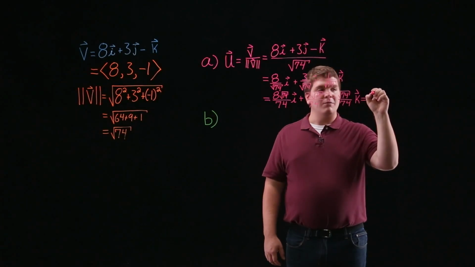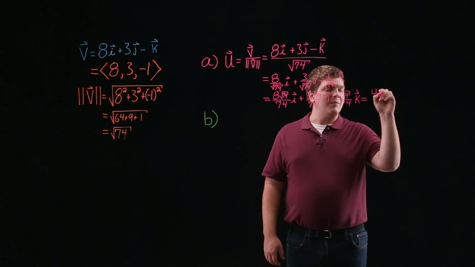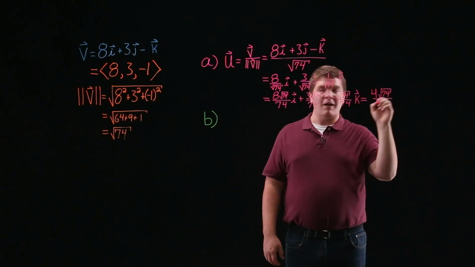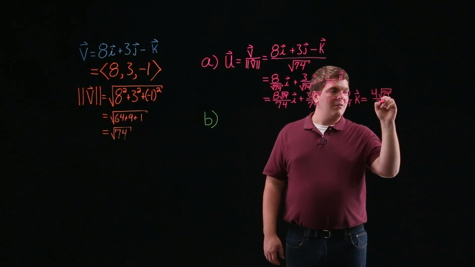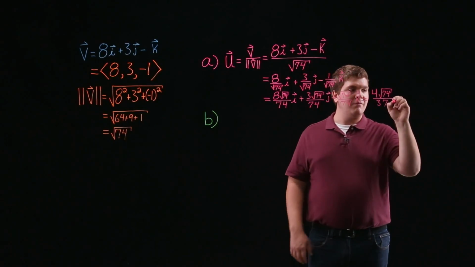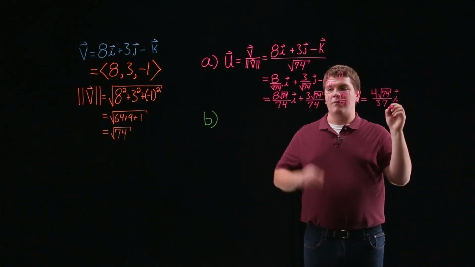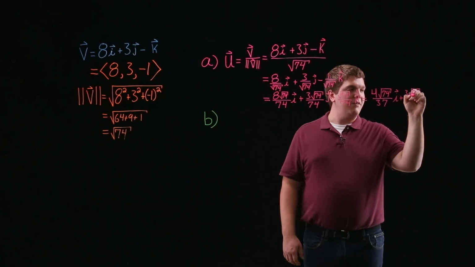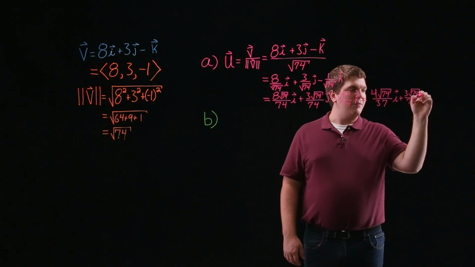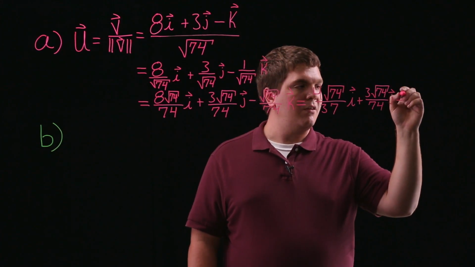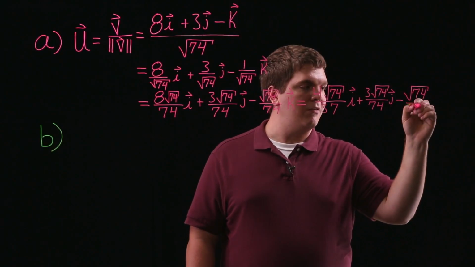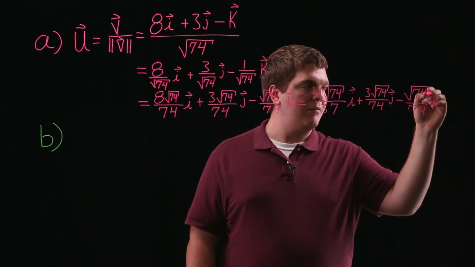Now here we can take one more step and simplify 8 divided by 74. So this is equal to 4 times the square root of 74 divided by 37 times i, plus 3 times the square root of 74 divided by 74 times j, minus the square root of 74 divided by 74 times k.